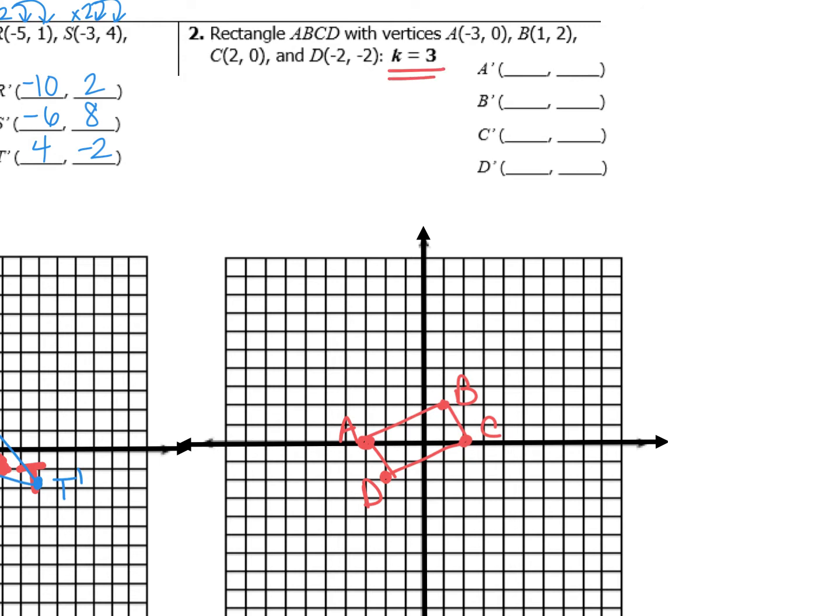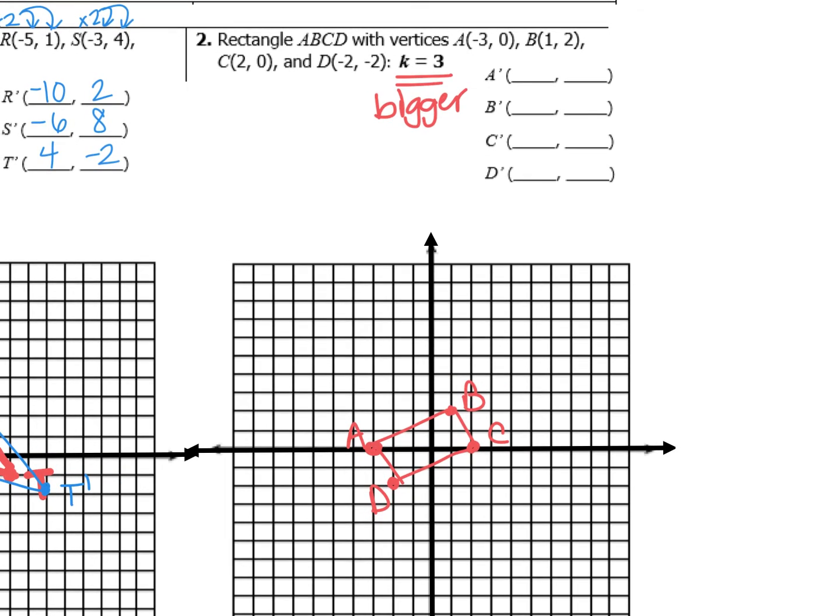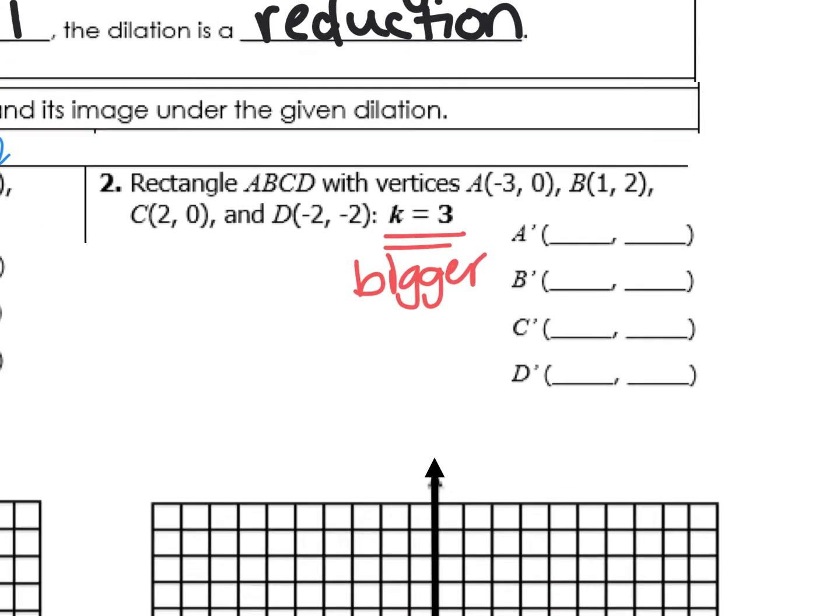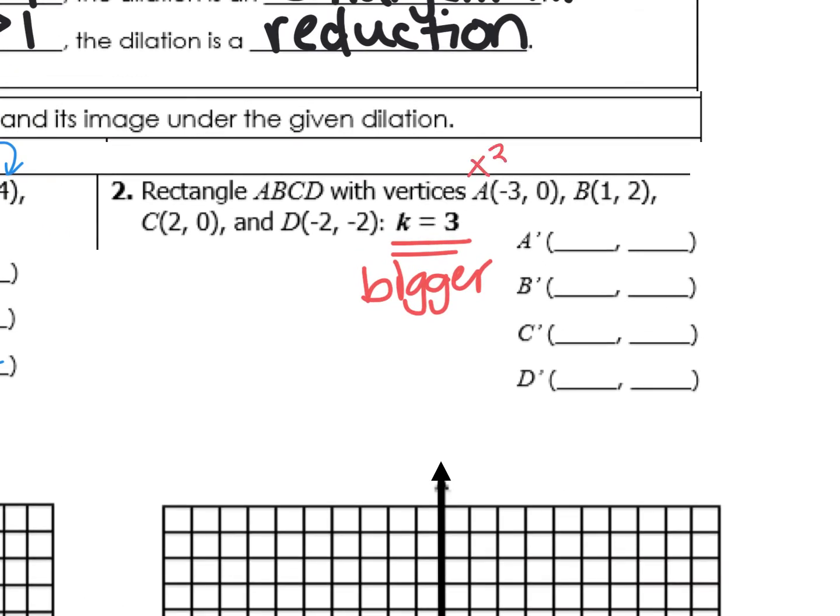My scale factor is 3, so again, our rectangle is going to get bigger. And to get the new points, I'm just going to multiply the original points by 3. So 3 times -3 is -9. 3 times 0 is 0. So A prime is going to be at -9, 0. So again, for B, multiply both by 3. 3 times 1 is 3, and 3 times 2 is 6.